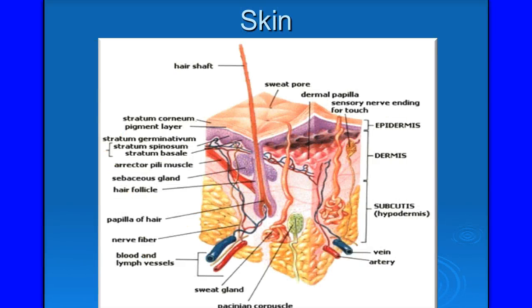We'll start with skin. Skin is known as the largest organ in the human body, and as you can see here in this diagram, it's broken down into three parts or three layers. You have your epidermis, which is the upper layer and the layer that you see and manipulate most of your life. Then you have your dermis and your hypodermis.